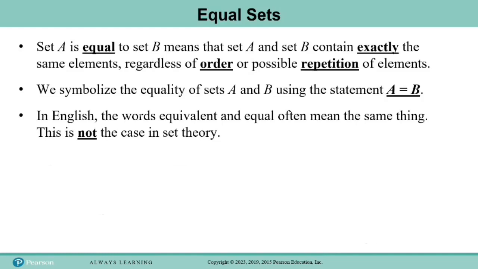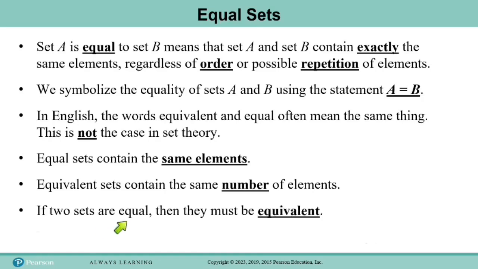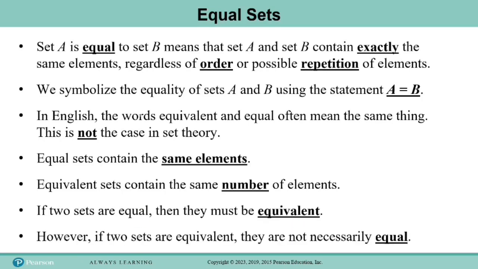In English now, the word equivalent and the word equal are often used interchangeably, but that is not the case in set theory. Remember that equal sets contain exactly the same elements, while equivalent sets only contain the same number of elements, but the elements don't have to be exactly the same as each other. Now, if two sets are equal, then they must be equivalent, because if they have all the same elements, then they have the same number of elements. But if two sets are equivalent, that does not necessarily mean they are equal, and we saw that on a previous slide where we had the vowels and the numbers.